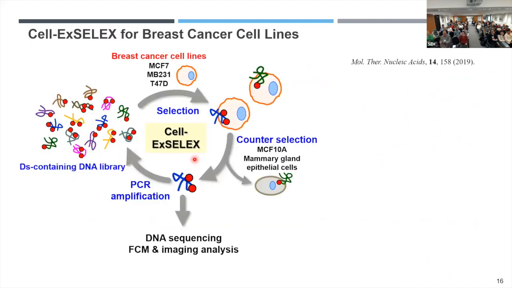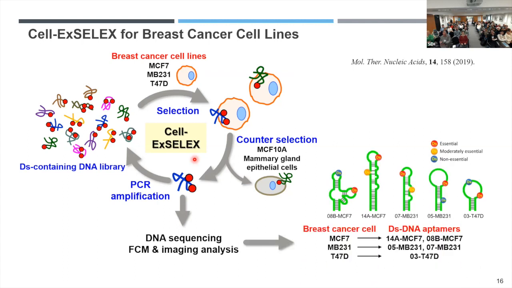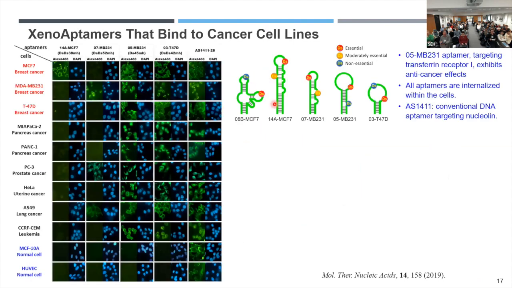So this is another topic, cell SELEX. We also perform cell SELEX using, in this case, three breast cancer cell lines, MCF7, MDA-MB-231, and T47D. This is the usual cell SELEX method. Then we got several aptamers from each target breast cancer cell line, and we labeled all of these aptamers and checked which aptamer binds to which cell lines.